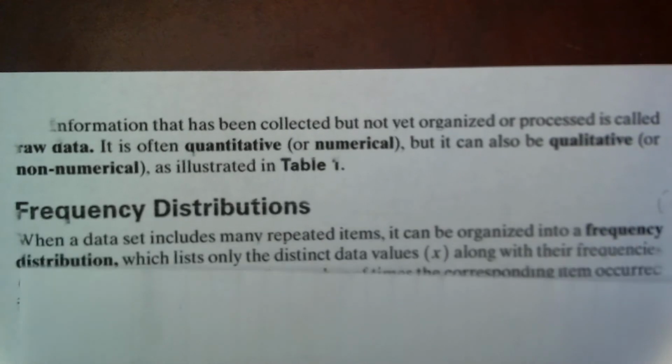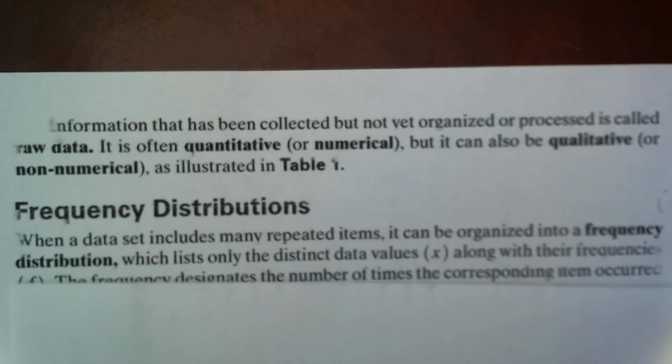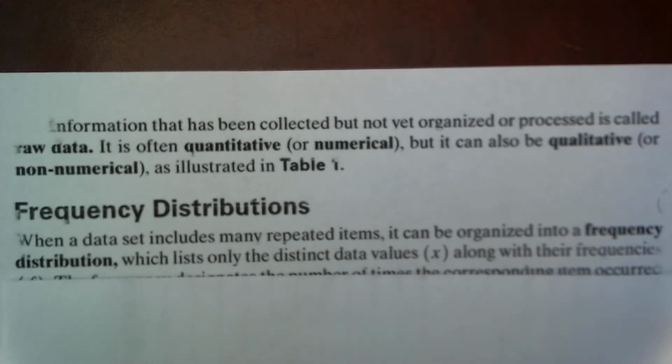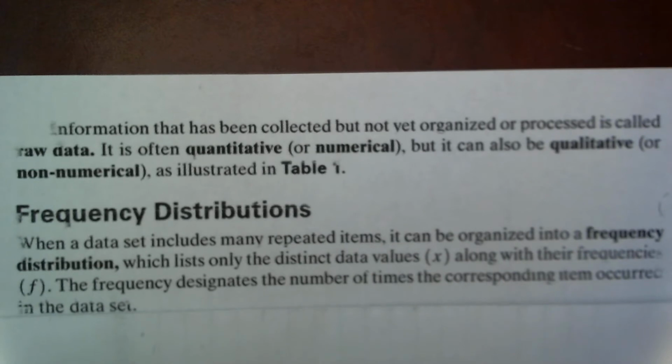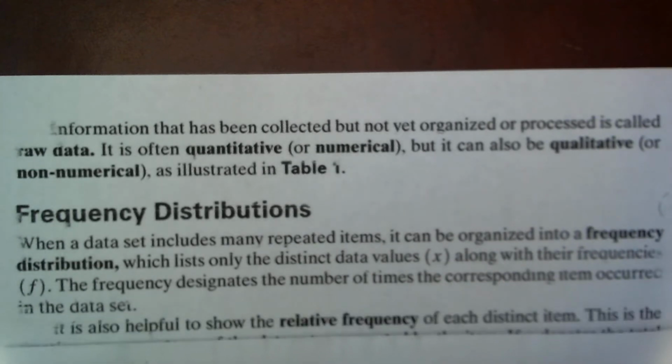Keywords here. One way to organize data is through a frequency distribution. And so when there are many repeated items, it can be organized into a frequency distribution, which lists only the distinct data values x along with their frequencies. That's called a frequency distribution. And we'll be studying one of those in just a moment. So the frequency designates the number of times the corresponding item occurs in the data set.